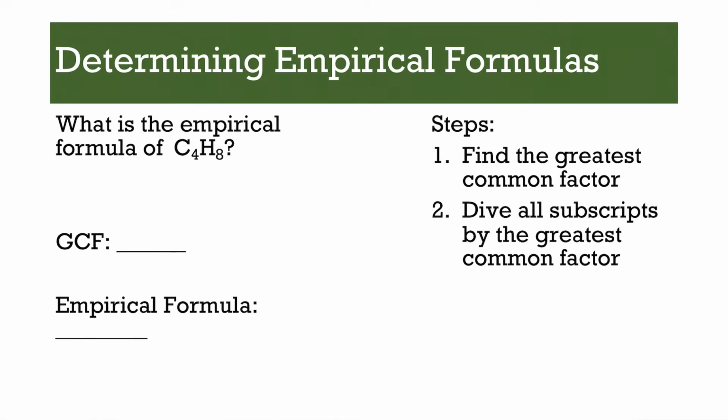So here is an example, C4H8. When we're going to determine the empirical formulas, we find the greatest common factor and divide. So think, what does 4 and 8 have in common? The GCF, or greatest common factor, is 4. We divide everything by 4, we get CH2. CH2. And so that is your empirical formula. That's it.